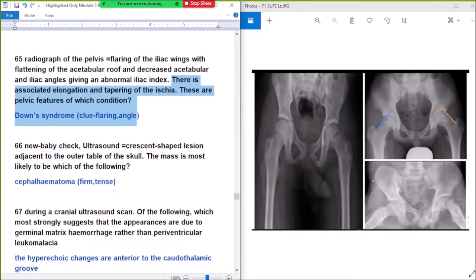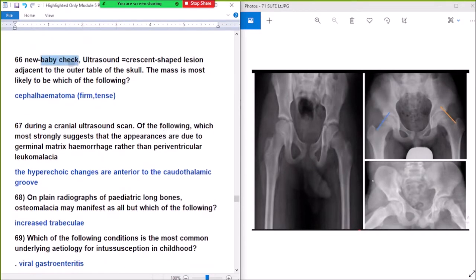On a radiograph of the pelvis, there is flaring of the iliac wings with flattening of the acetabular roof and decreased acetabular iliac angles, giving an abnormal iliac index. There is associated elongation and tapering of the ischia. The pelvic features of which condition? Down syndrome. The hints are the flaring of the iliac wings and flattening of the acetabular roof, and they also tell you about the abnormal iliac index. So the diagnosis is Down syndrome.